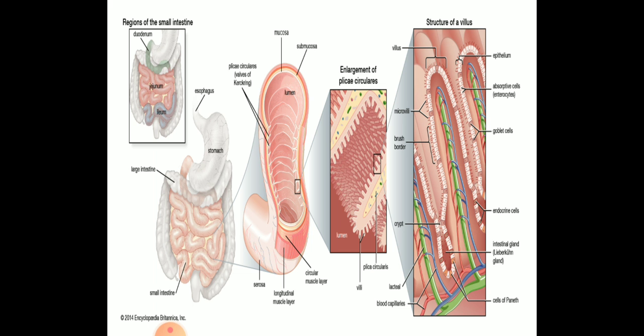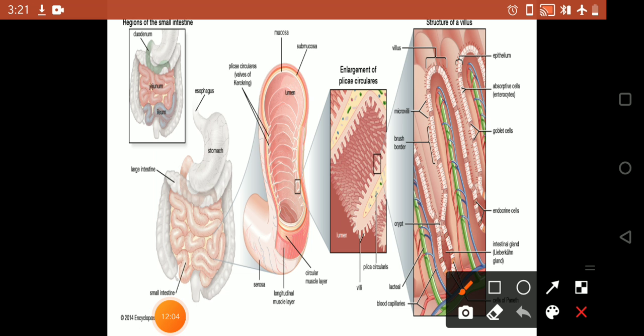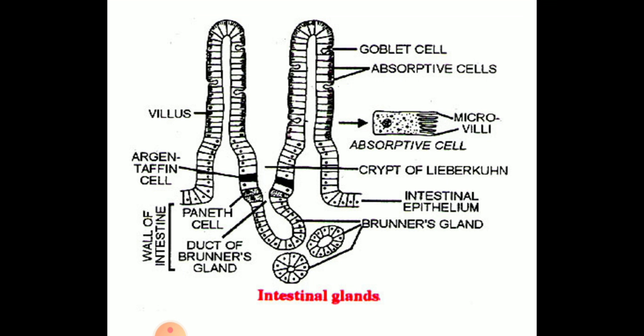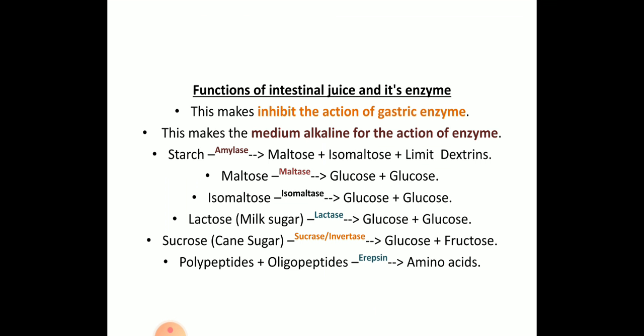This is the structure where you can find the small villi arranged in the small intestine. These villi help in absorption, and you can see how the regions change from stomach to one region to another region. So this is about the intestinal glands. You can find the villus, the small villi, which help in absorption. So what is the function of this intestinal juice then?